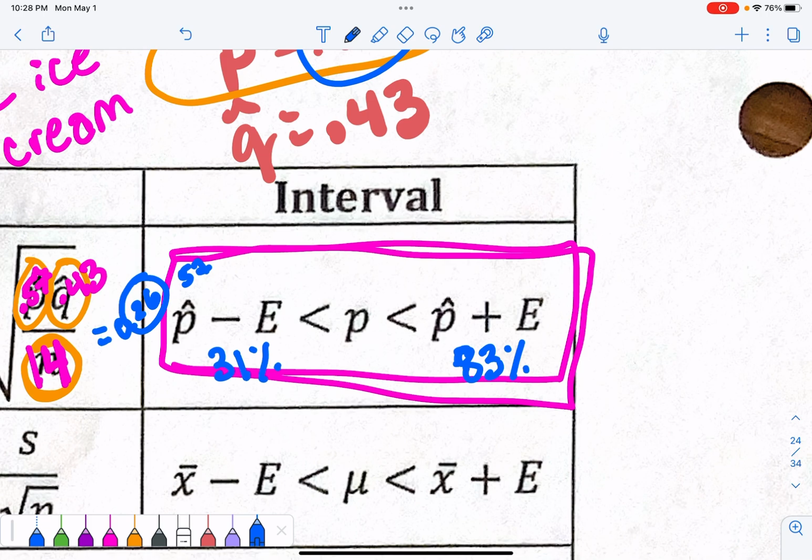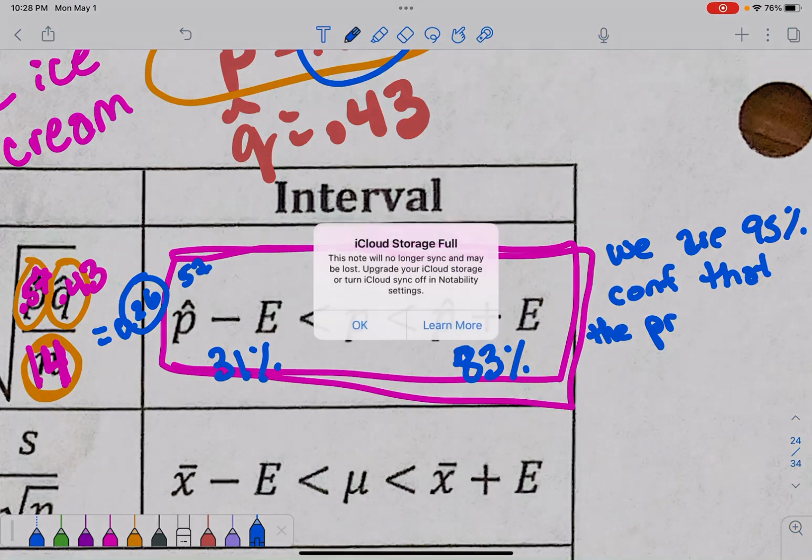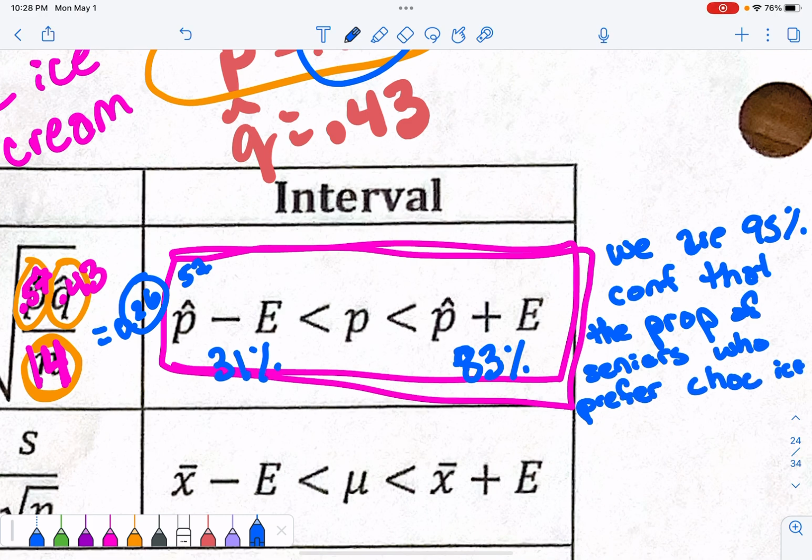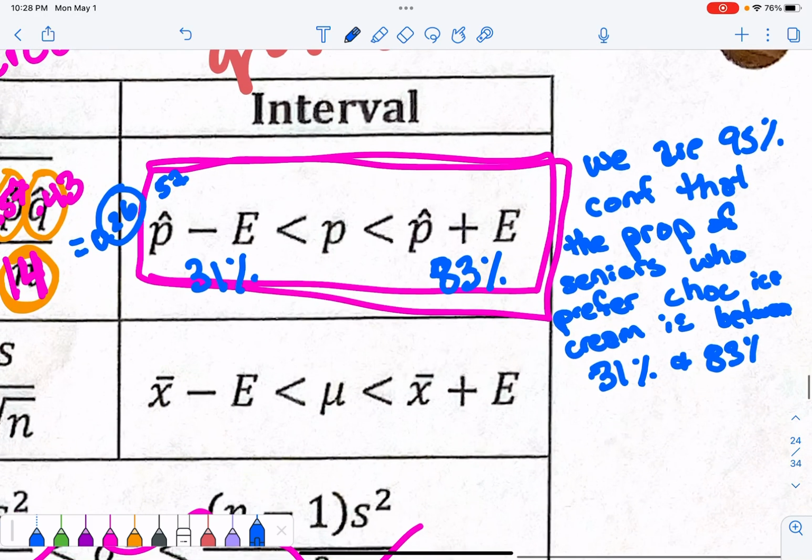We would say we are 95% confident that the proportion of seniors who prefer chocolate ice cream is between 31% and 83%. Okay, so again, that window isn't really narrowed down.